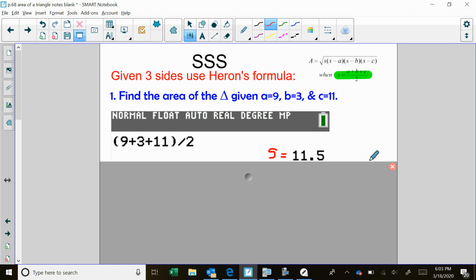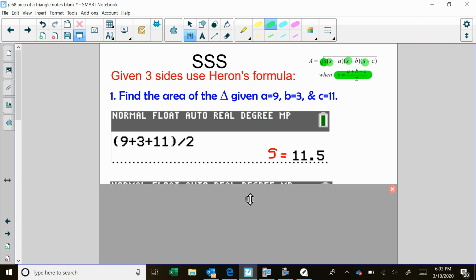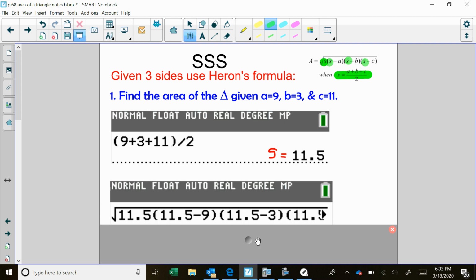There's a couple different ways you can deal with this with the calculator. I just chose for you guys just to type 11.5 in. So everywhere you have an S, boom, boom, boom, boom, you've got to use 11.5. Making sure you have a big old square root around this. So we're now going to take the three sides, 9, 3, and 11, along with the S value that you calculated, and you're going to plug it into this formula. Looks like this. Here's the S. It's S, S, S, one more S.